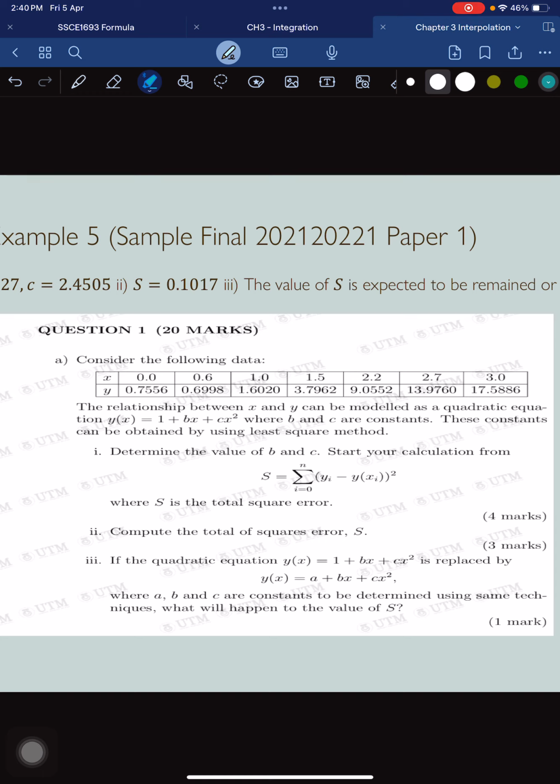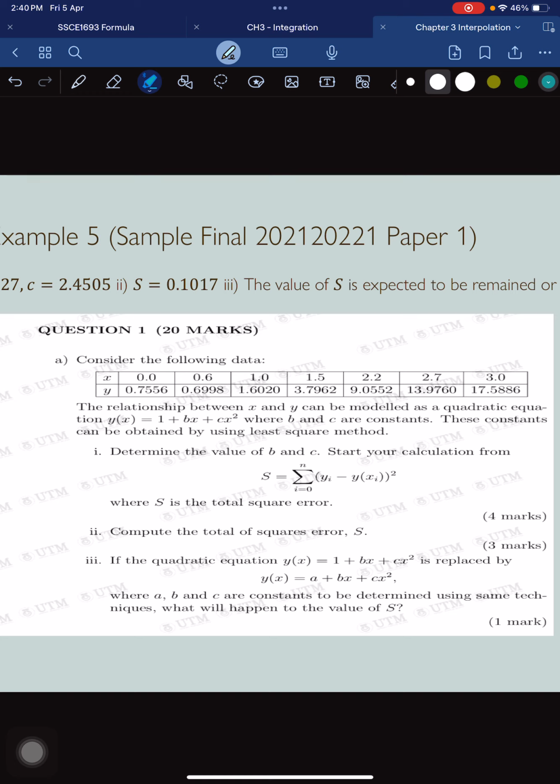0.7556, 0.6998, 1.6020, 3.7962, 9.0552, 13.9760, 17.5886.